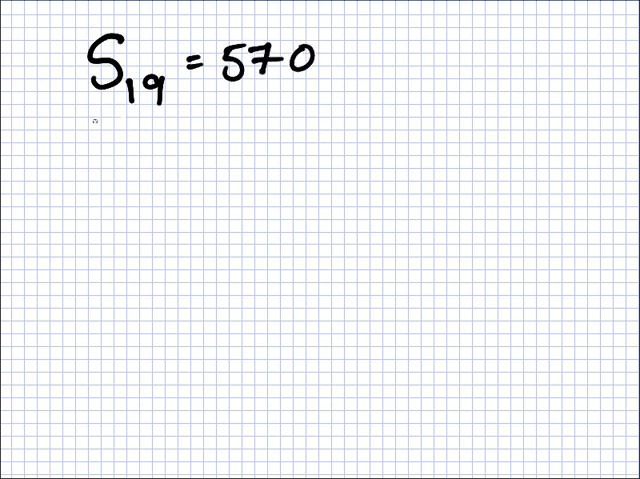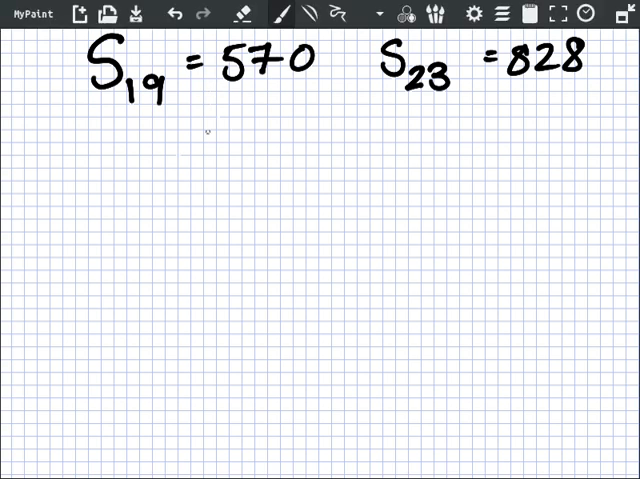So I tell you, the sum of the first 19 terms is 570, and the sum of the first 23 terms is 828. So again, I don't tell you everything, I just tell you two pieces of information, but that's enough to get the A and the D. What is this one like that we did earlier today? It's like simultaneous equations. Let's see what we get here.